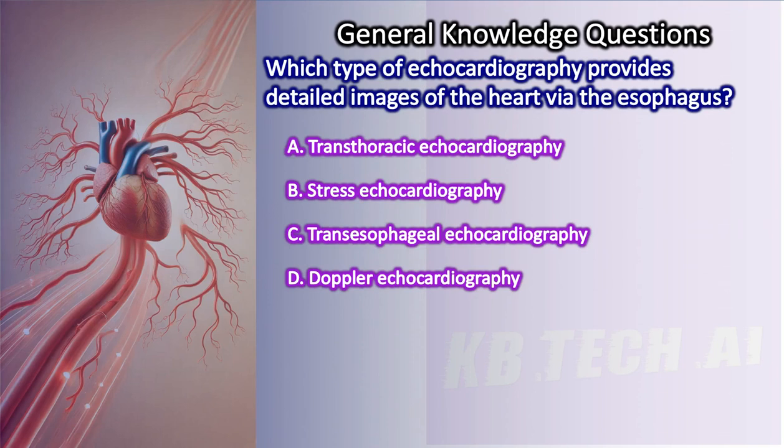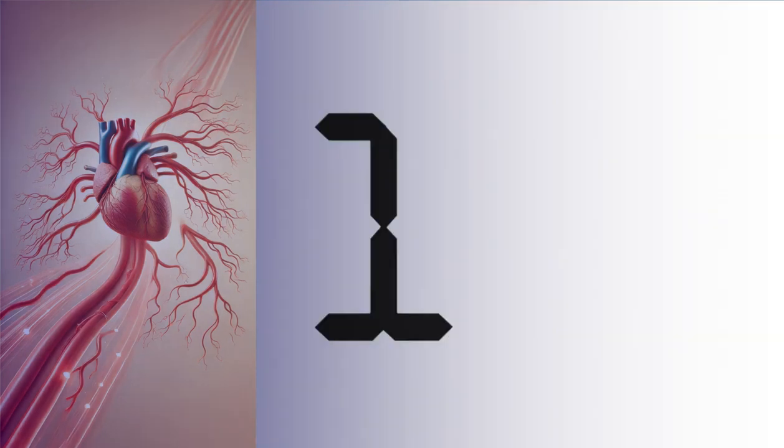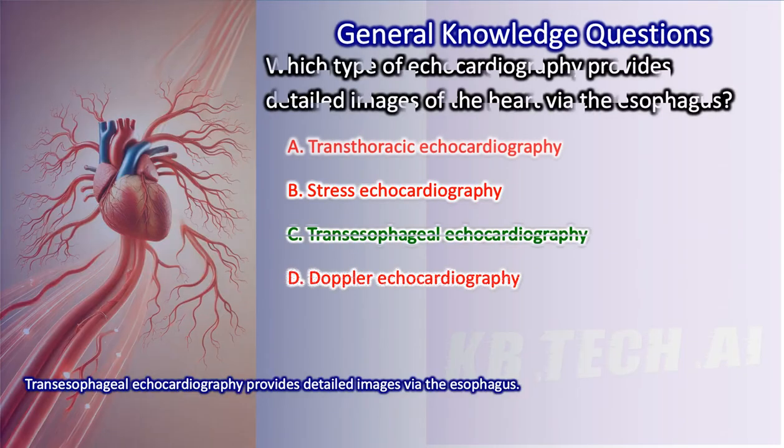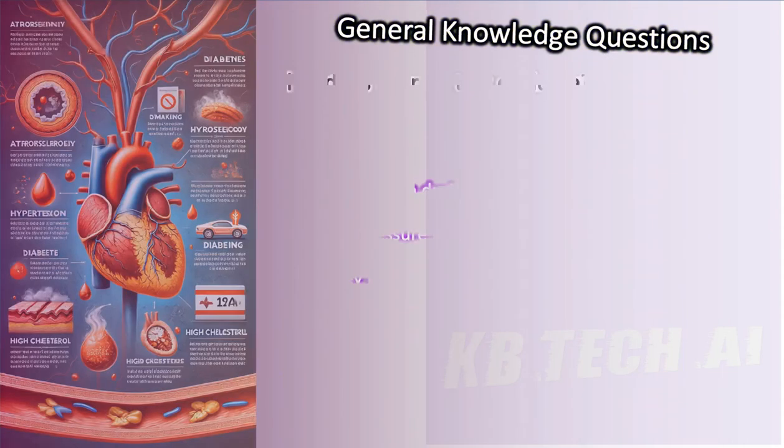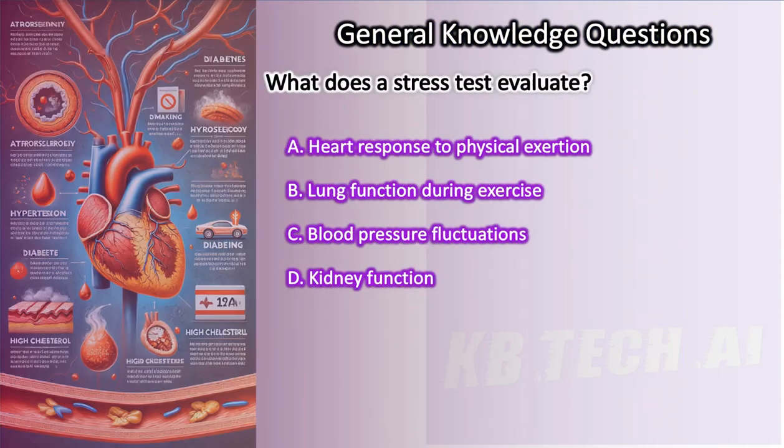Which type of echocardiography provides detailed images of the heart via the esophagus? Option 1. Transthoracic echocardiography. Option 2. Stress echocardiography. Option 3. Transesophageal echocardiography. Option 4. Doppler echocardiography. The answer is Option 3. Transesophageal echocardiography.